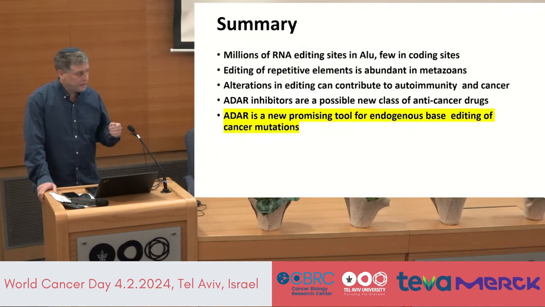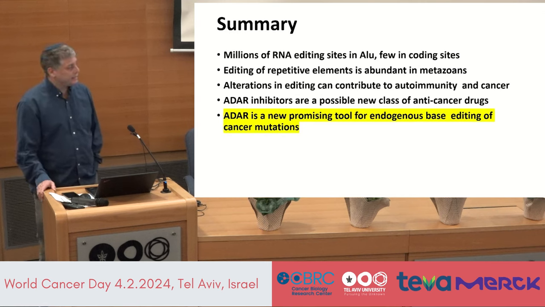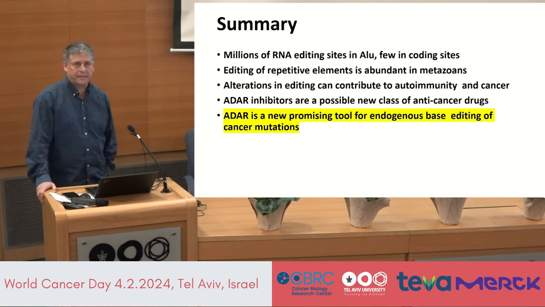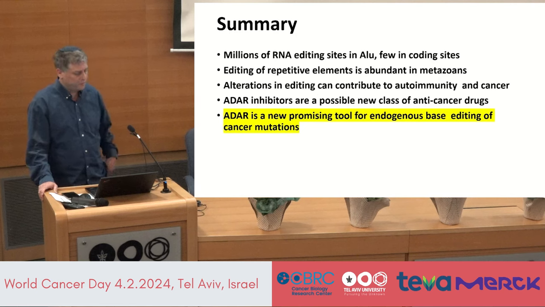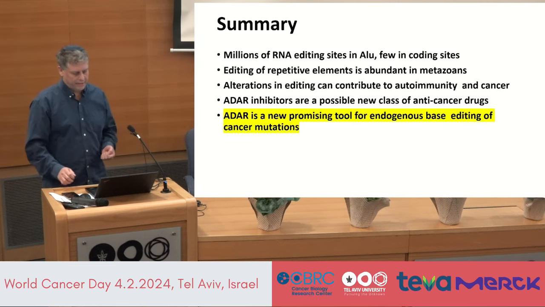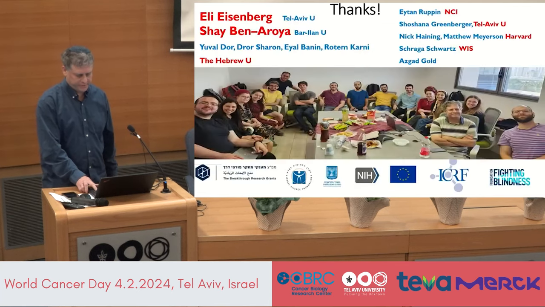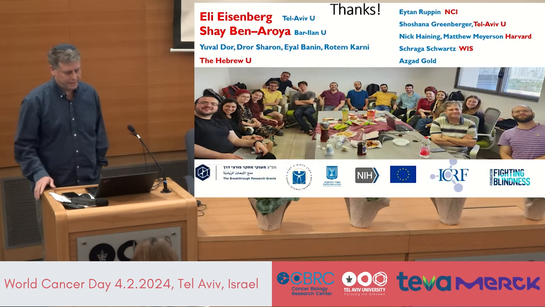So just to summarize, there are millions of RNA editing sites in Alu, few in coding regions. Editing in repetitive elements is abundant in all metazoa. Alteration in editing can contribute to autoimmunity and cancer. ADAR inhibitors are a possible new class of anti-cancer drugs by enhancing the checkpoint inhibitor drugs. And ADAR itself is a new promising tool for endogenous-based editing of cancer mutations. You don't need to introduce all the machinery of a base editor, simply introducing only the oligo or the sequence that will form this specific structure. So I want to thank all the collaborators, and mainly the lab group.